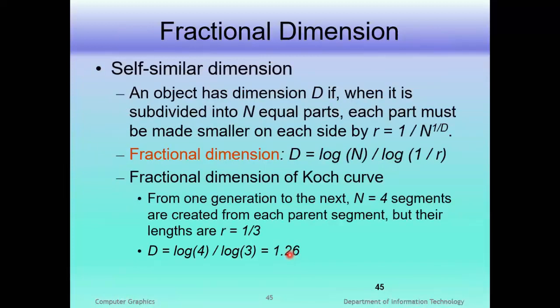From one generation to the next, n is equal to 4 segments are created from each parent segment, but their lengths are r is equal to 1 by 3. Due to this, we can calculate d is equal to 1.26. From this discussion, we can say that curves whose fractal dimension is greater than their topological dimension are called fractals.